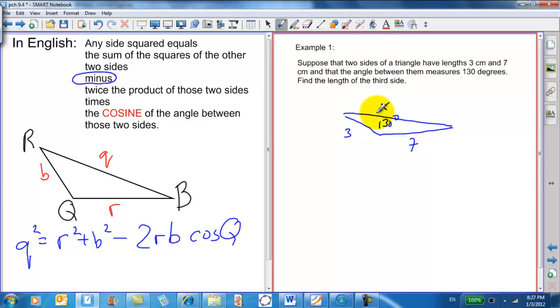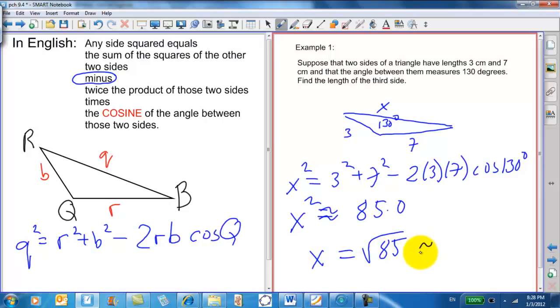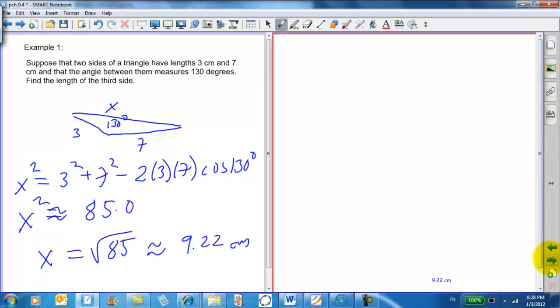So let's call this unknown side x. So x squared should equal 3 squared plus 7 squared minus twice the product of the other two sides times the cosine of the angle between, cosine 130. And so you get x squared, we put that in the calculator, and you get approximately 85.0. Don't forget though to take the square root, and so we get approximately 9.22 centimeters. And that checks out with our estimate there.